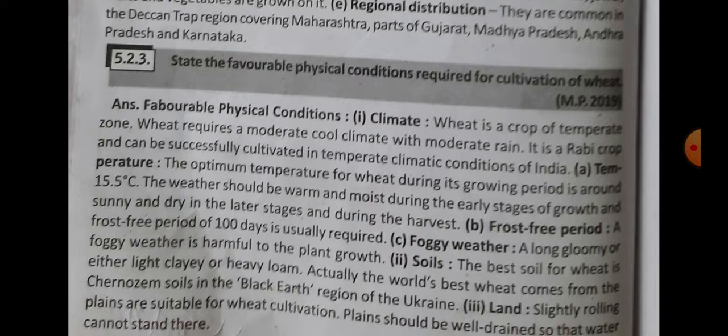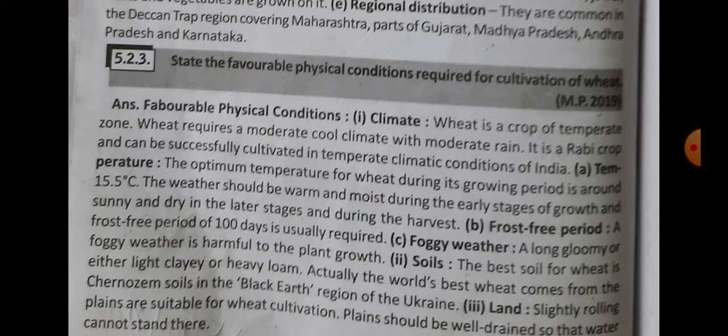The optimum temperature for wheat during its growing period is around 15.5 degrees Celsius. The weather should be warm and moist during the early stage of growth, and sunny and dry in the later stage and during the harvest.